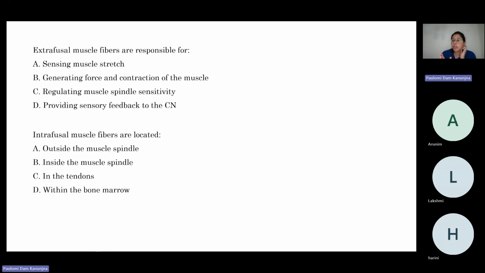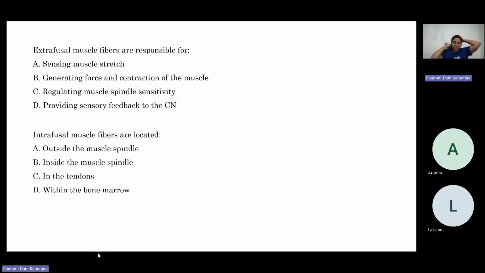Next one. This is about extrafusal and intrafusal muscle fibers. Extrafusal muscle fibers are responsible for what? And intrafusal muscle fibers are located where? It's a different kind of question for similar topics so that you get a division of both the topics. So where do you have extrafusal muscle fibers, and what do they do? And where you have intrafusal muscle fibers, and what do they do? One of each in each of these questions.